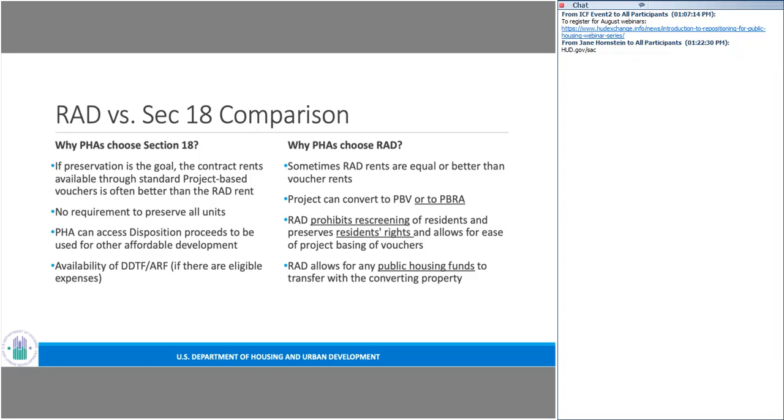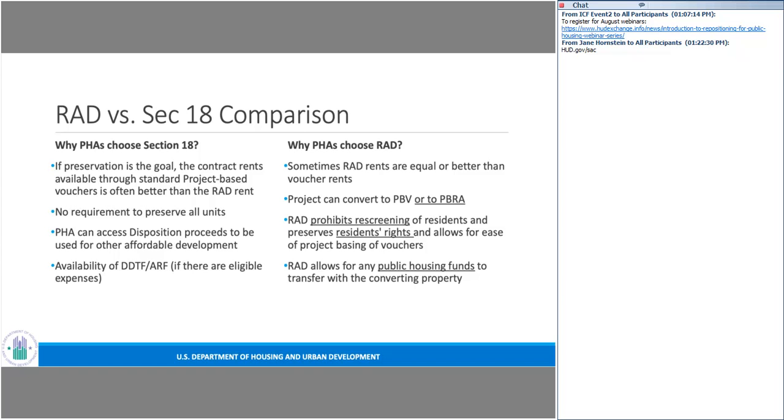The other Section 18 rationales: the PHA can access disposition proceeds, again assuming that it's vouchering out some or all units. It would subsequently sell off the property, and use proceeds for other affordable housing development. And then the potential availability of some of the public housing phase down funding, what they call demolition, disposition, transition funds under the capital fund, or asset repositioning fee under the operating fund, assuming the PHA is eligible.